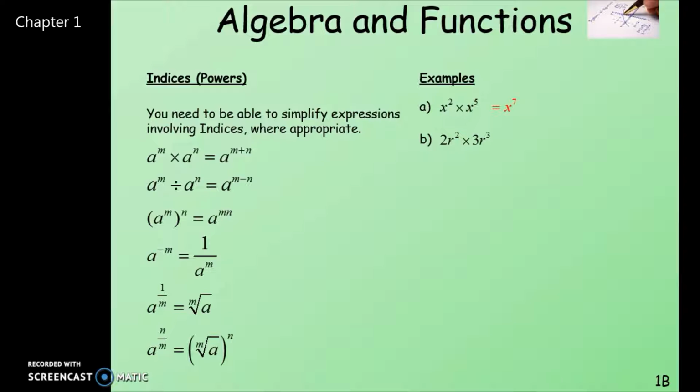So this one, I think normal numbers first. Normal numbers just do what they normally do. 2 times 3 is going to give me 6. And then the powers are being multiplied, so we're going to add those together. So if we add the 2 and the 3, we're going to get 5. So it'll be 6r to the power of 5.